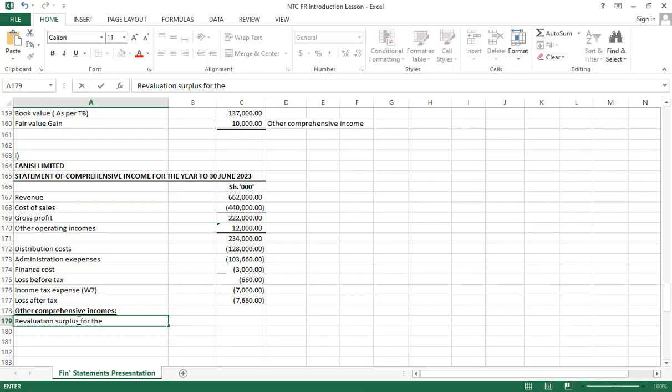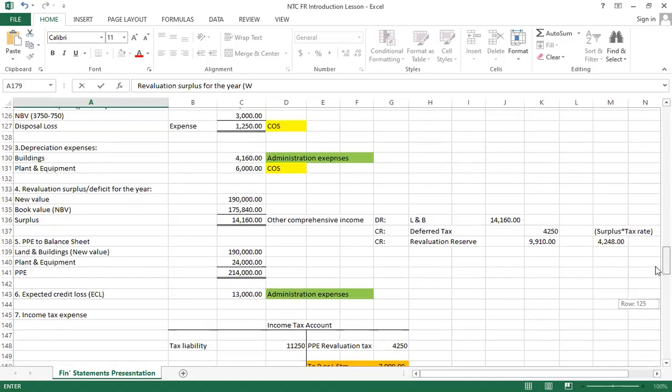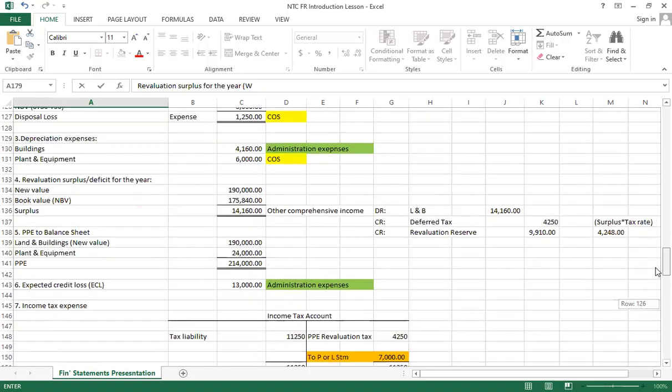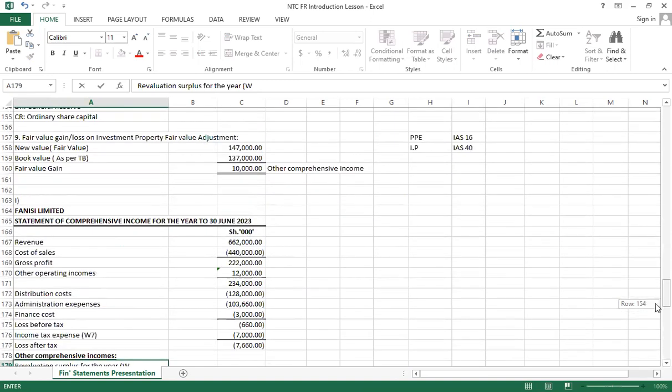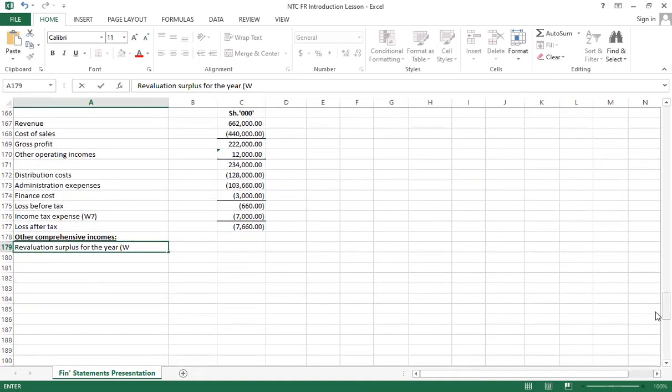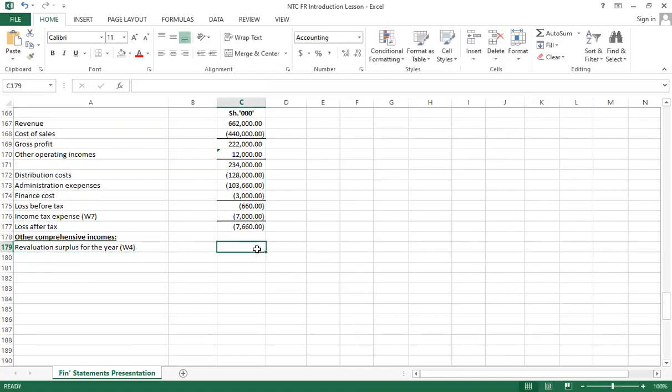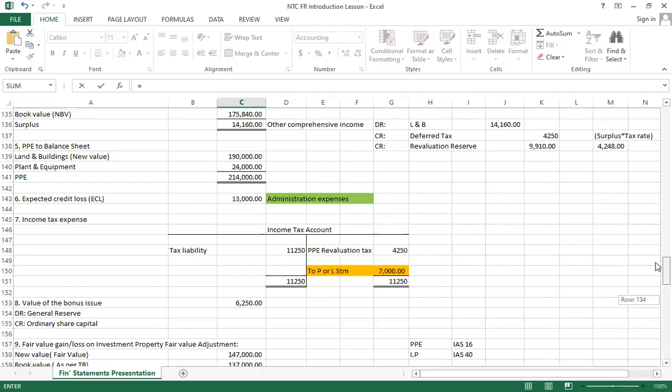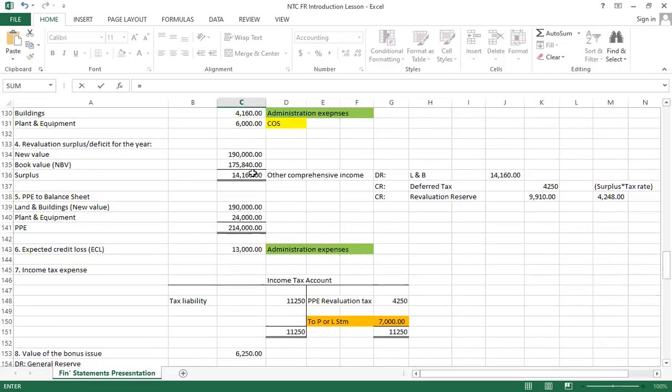Remember, for the year, and this one was a working number. The revaluation surplus was working number 4, yeah? When you look at working number 4, we had the revaluation surplus for the period of how much figure? The revaluation surplus was this 14,160.